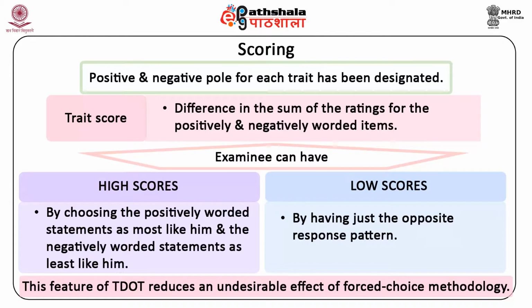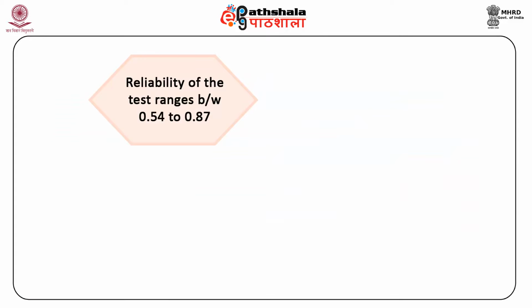This feature of the TDOT reduces an undesirable effect of forced choice methodology in that it avoids the necessarily negative average correlation between scales that characterizes the usual forced choice format. The reliability of the test ranges between 0.54 and 0.87, and the validity of the test is 0.10.